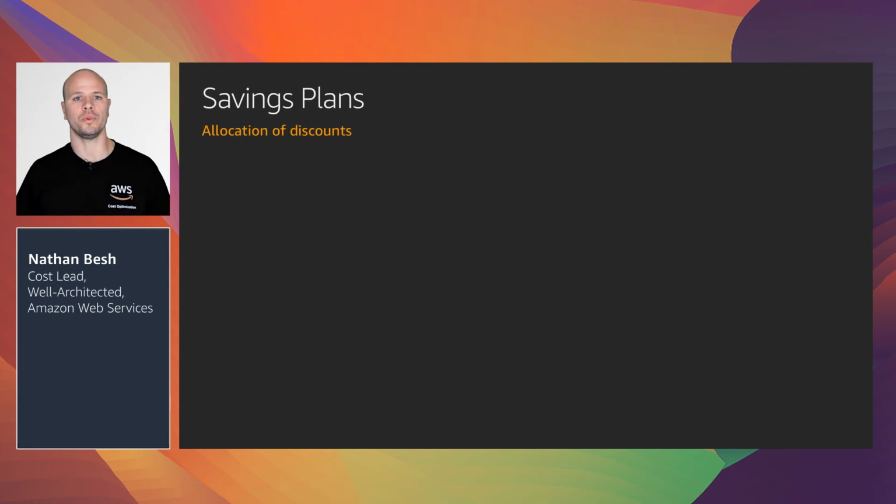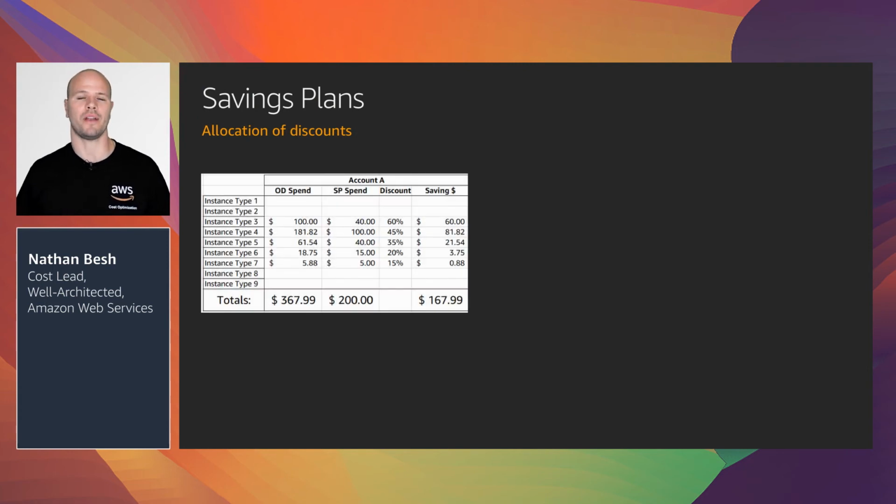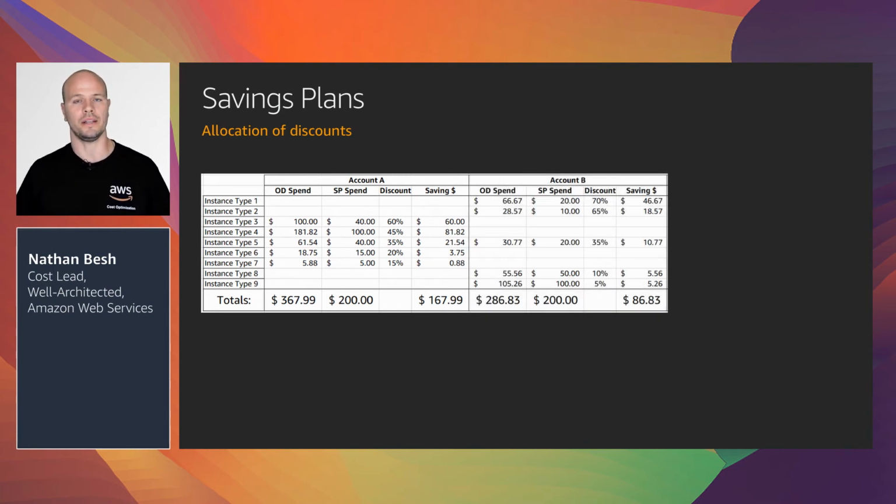The other thing that's important with savings plans is how discounts are allocated. We can see in this particular account, we've got a $200 savings plan and it gets allocated from the highest discount to the lowest discount, from top to bottom. So a $200 savings plan will get us about $168 of savings. If we also had another account with a $200 savings plan, you could see in this particular account, it only gives us $86 of discount because there's a much larger amount at a lower discount rate.